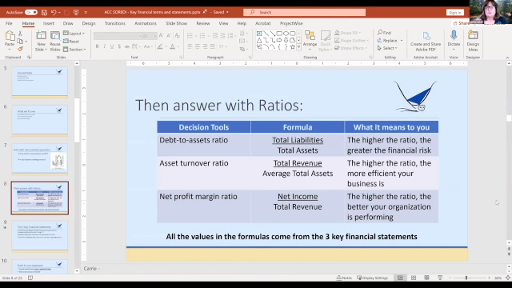The asset turnover ratio and the net profit margin ratio work in the opposite direction. The bigger or higher the ratio is, the more efficient or better performing your organization is. These are the offset ratios to the debt to asset ratio.